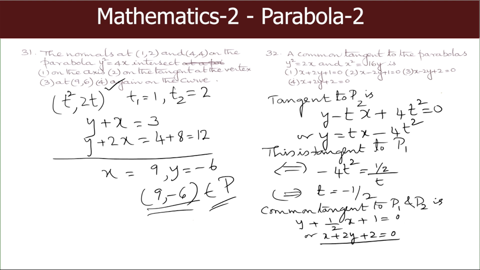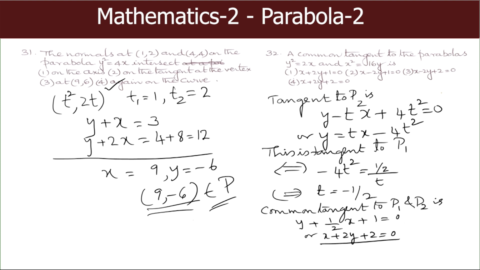You follow this? I have written a tangent to the second parabola first, because you know the condition for a line y equal to mx plus c to be a tangent to the parabola in the standard form y square equal to 4ax. The condition is c equal to a by m. So, I would like to apply the condition for the tangent line drawn to the second parabola to be a tangent to the first parabola.